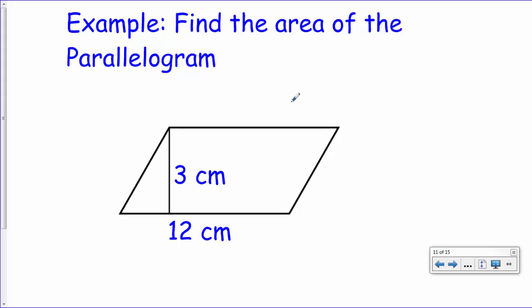Next example is find the area of a parallelogram. Area of a parallelogram, we take the base, which is 12, times the height. The height is 3, and that would equal 36 centimeters squared.